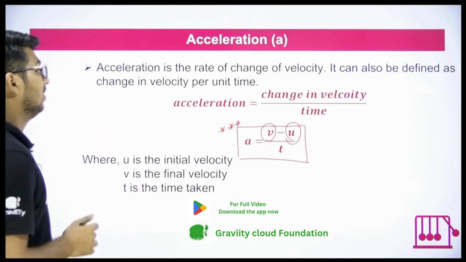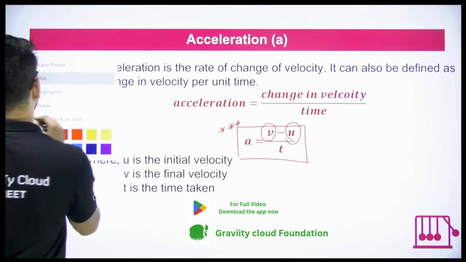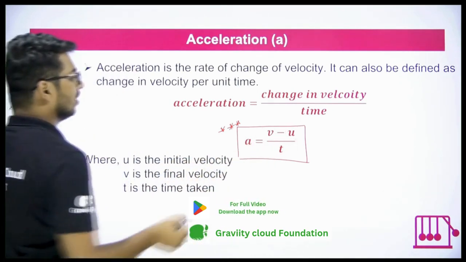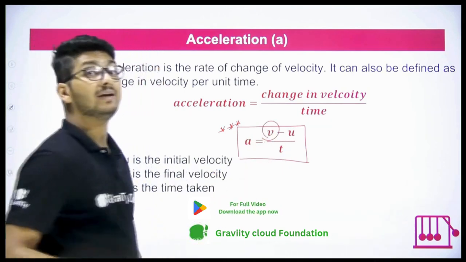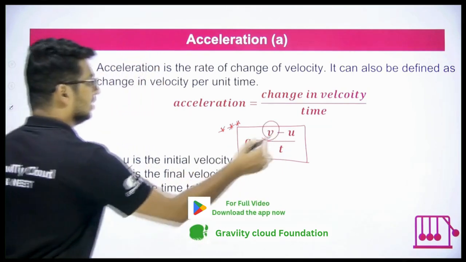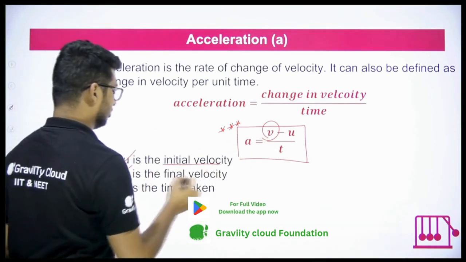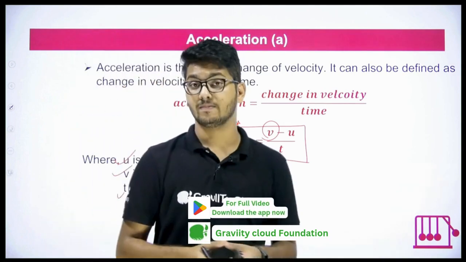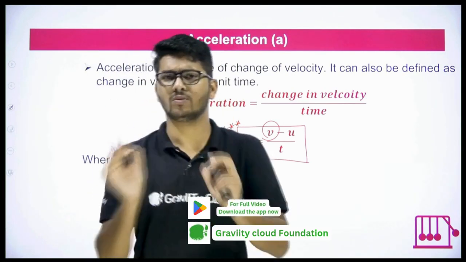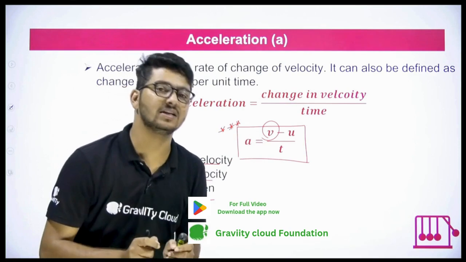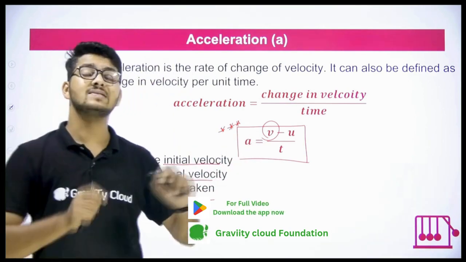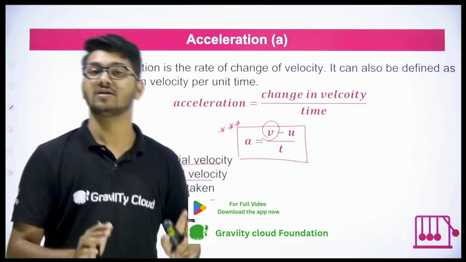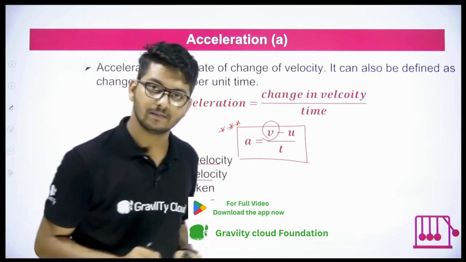So coming back, what is the formula for acceleration? It is equal to v minus u by t. V will mean final velocity, u will mean initial velocity, and time t is the time taken. Understood? So very simple formula. What is the formula? a is equal to v minus u by t. That's what you have to keep in mind. Got it?